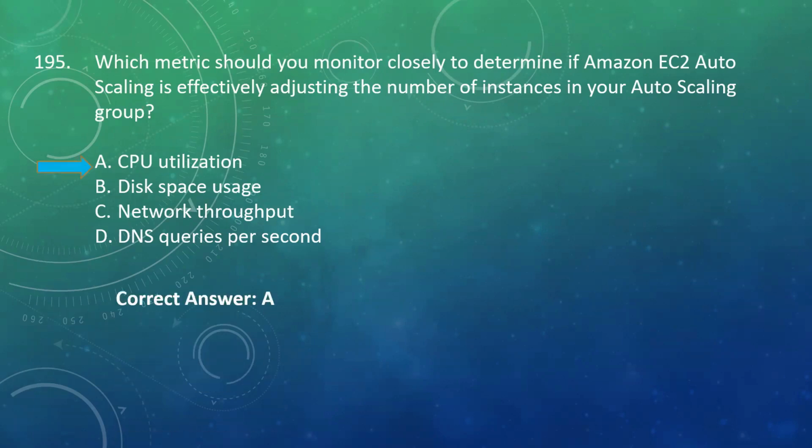Monitoring CPU utilization is a crucial metric to determine if Amazon EC2 autoscaling is effectively adjusting the number of instances in your autoscaling group. CPU utilization reflects the workload and processing demand of your instances. When CPU utilization is high, it indicates that the instances are working at or near their capacity, which could lead to degraded performance or response times. In such cases, the autoscaling should trigger scaling actions to launch additional instances to handle the increased load. Similarly, when CPU utilization is low, autoscaling can reduce the number of instances to save resources.